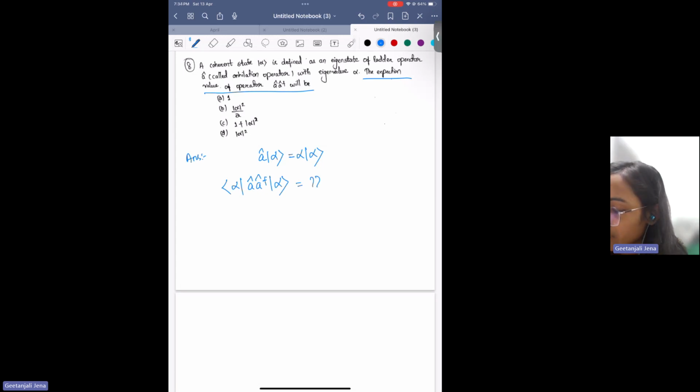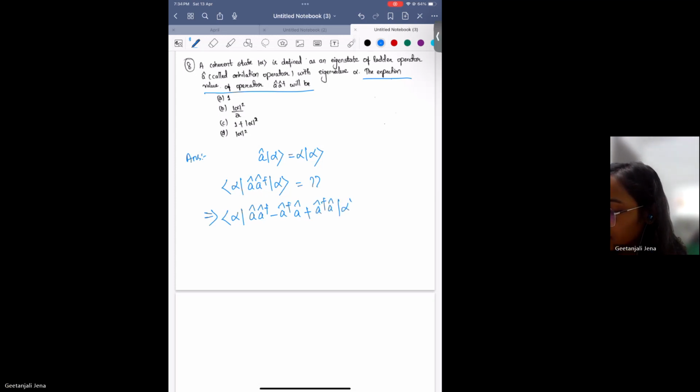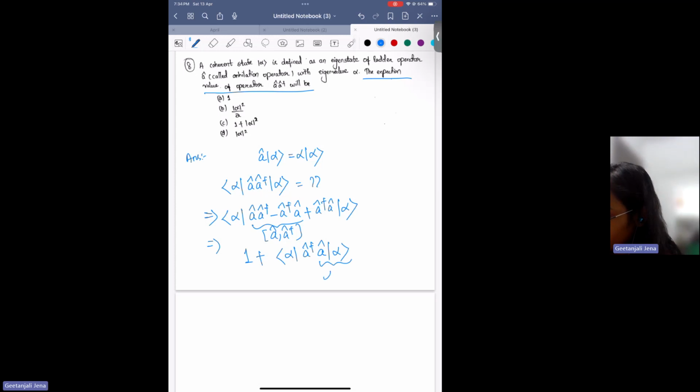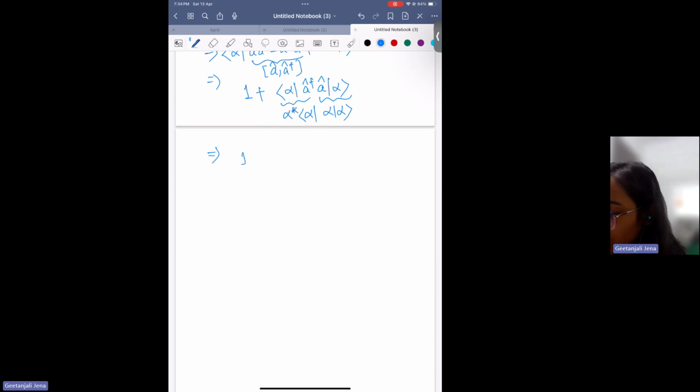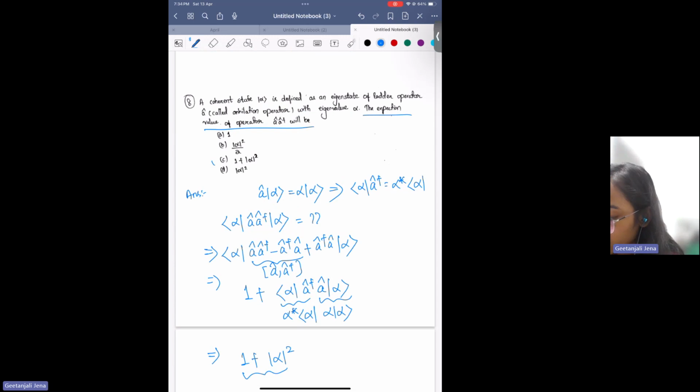How much is this? What you can do is add A dagger A and subtract A dagger A. This is the commutation relation of A and A dagger, which is nothing but 1. So you will get 1 here plus alpha A dagger A alpha. A alpha will give alpha times alpha. You can also write alpha A dagger as alpha star alpha. So that means this is alpha star alpha, right? So you will get 1 plus alpha square. So this is the expectation value for A dagger A. So the answer will be C.